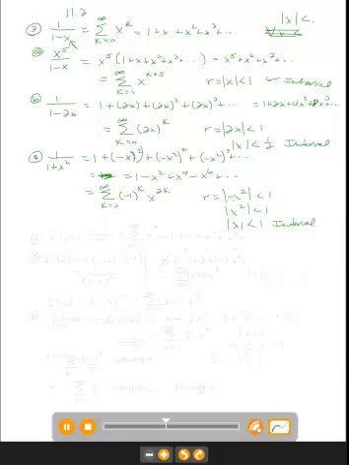The next thing is talking about differentiating and integrating. You can do term-by-term derivatives and term-by-term integrating. So for example 4, they want us to take that same original function from example 3, and we're going to write out what it means.